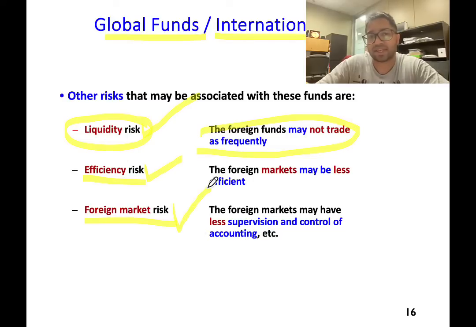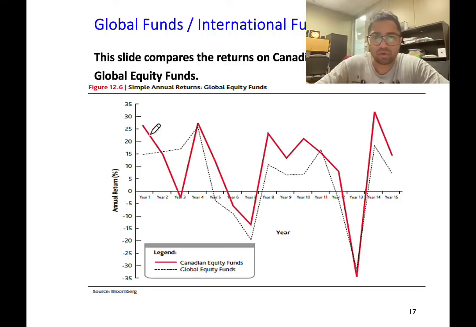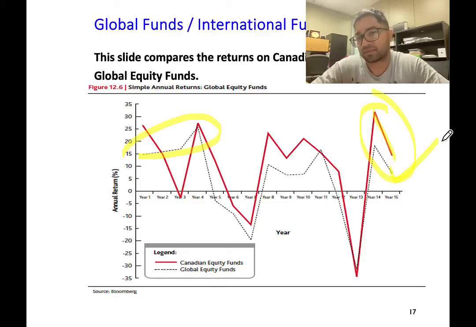Very important for the exam: global funds have currency risk in them if they are unhedged. Along with that, they have liquidity, efficiency, and foreign market risk. So overall, they are way riskier than a domestic equity fund. If you see global funds, sometimes the Canadian funds outperform, sometimes the global funds outperform. Right now, Canadian and American funds have been outperforming other countries' funds.